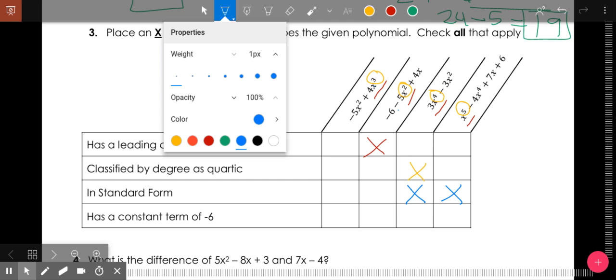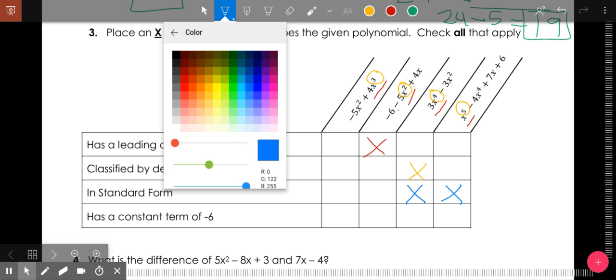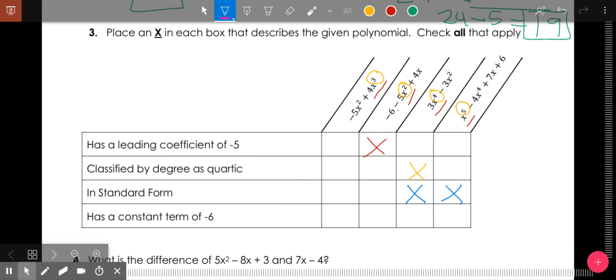And then your last problem has a constant term of -6. So the first one has no constant. This is my constant in my second one. Third one doesn't have a constant, and then I have a +6 in my last one. So constant is just a number by itself. So the second one is the only one that has a -6 constant. So that is how we do that, and there's going to be something exactly like that on your test, so be aware of that.